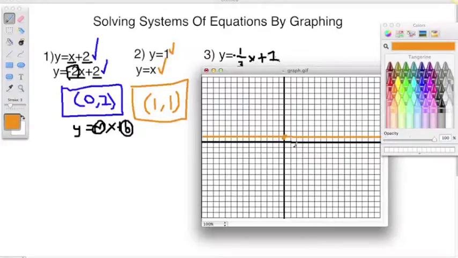And then y equals x. So basically that's just y equals the slope of up 1 over 1. Up 1 over 1, up 1 over 1. Just like that. I'm going to put a line through it.